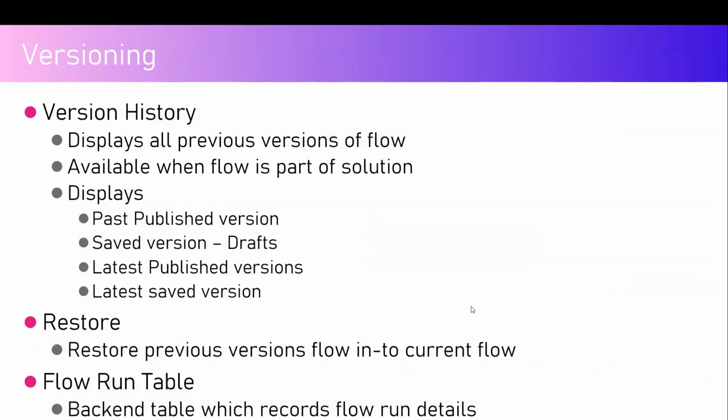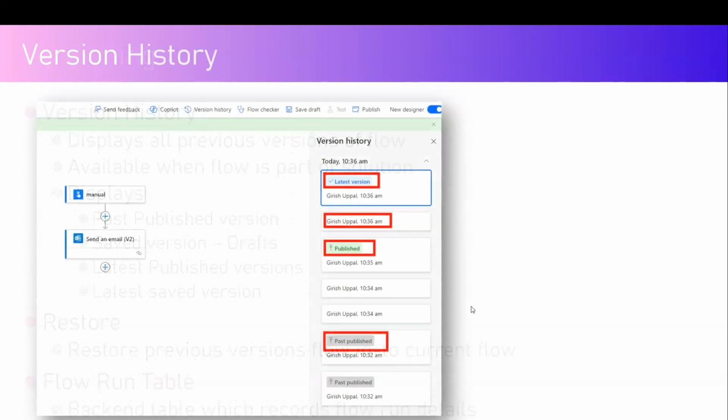Now, from a restore perspective, you can restore all the previous versions of the flow into the current version. So say, for example, you have built a flow and you have published it as the v1 version, and then maybe you have gone ahead and accidentally modified it and published the v2 version, and if you want to revert back to the v1 version, you can do that. Then there is a flow run table, as I mentioned to you. It's a backend table which records the flow run details.